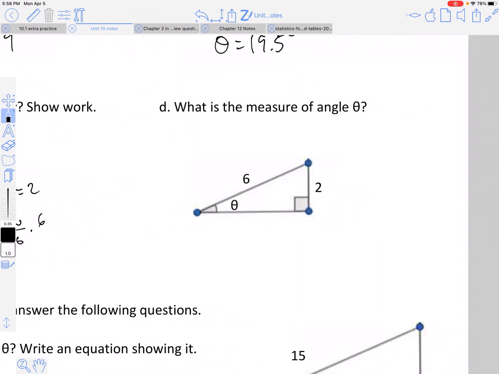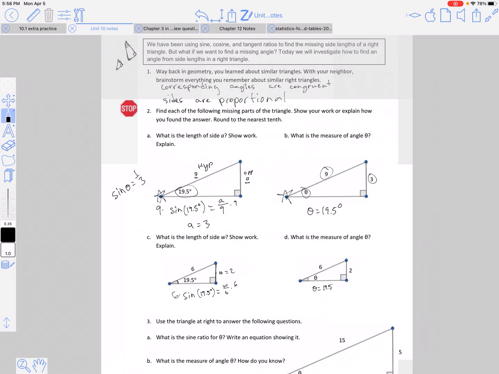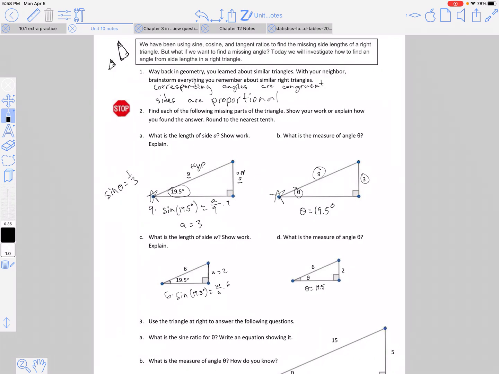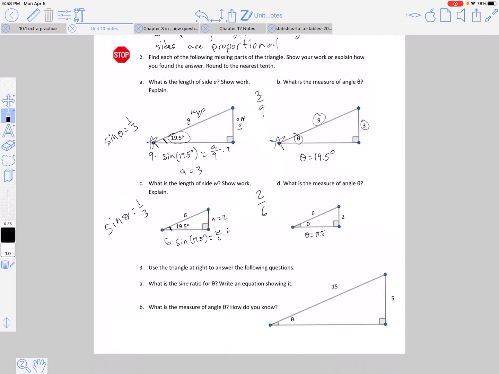Okay, so 6 and 2, that means that this is 19.5. So if we have that relationship, the angle has to be 19.5. And you notice 2 divided by 6 simplifies down to 1/3. So here we had 3/9, here we have 2/6, but they both simplify down to 1/3, and they both have that same angle measurement. So corresponding angles are congruent, sides are proportional.